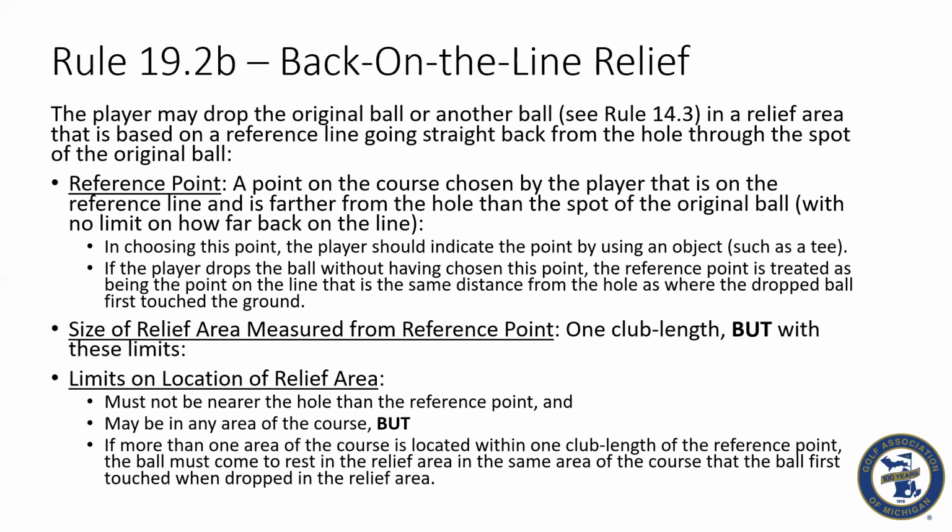It says there, if the player drops the ball without having chosen this point, the reference point is treated as being the point on the line where it first hits, same distance where it hits. Right. Okay. So now that's the reference point. So now can I still establish the relief area from that reference point and drop again? No. It's already dropped.